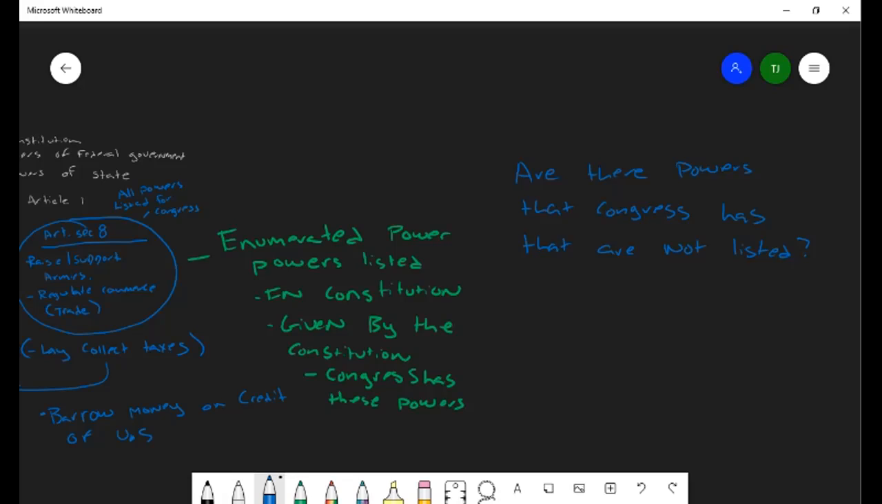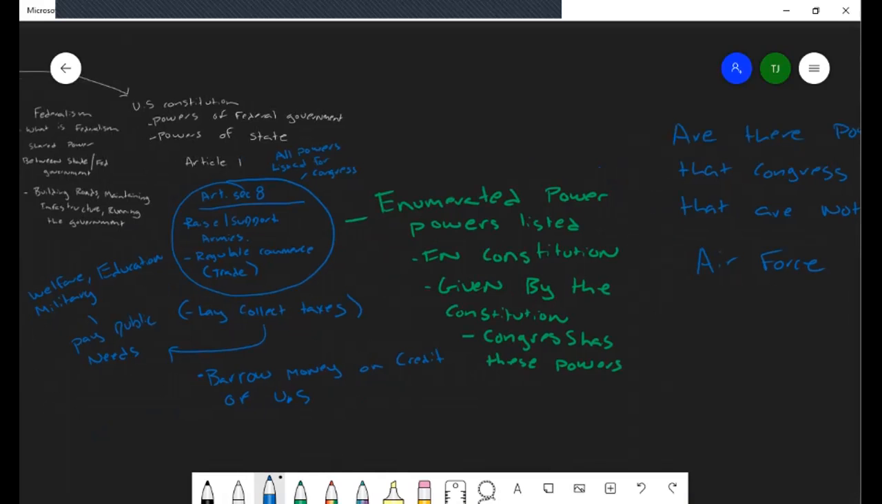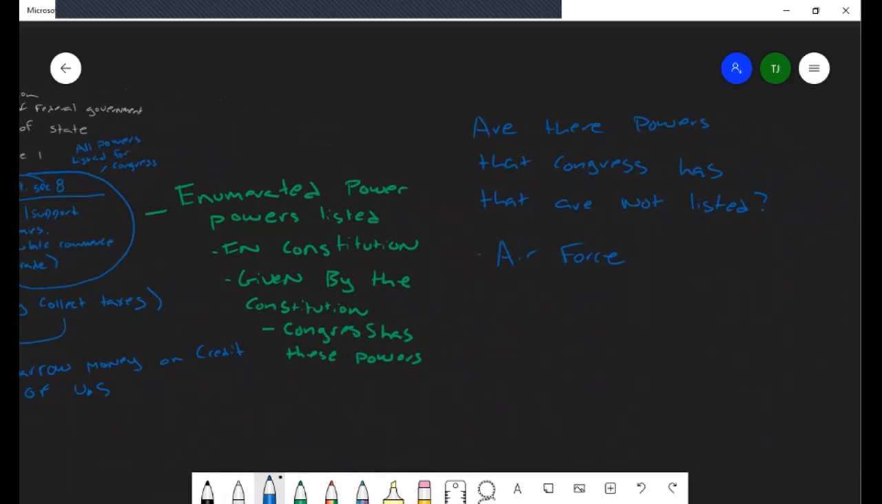So let's talk about the idea of the Air Force. Okay, we have this enumerated power in the Constitution to raise and support armies. Okay, was the Air Force around during the time of the Constitutional Convention? No, aviation wasn't around until the turn of the century. And even then, for warfare, it was for a very limited usage. It wasn't until World War II that they became a mainstay in the military.